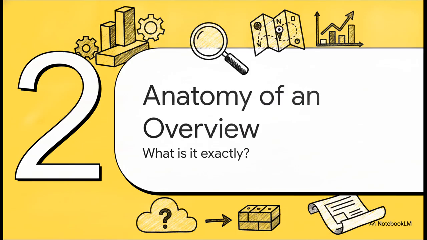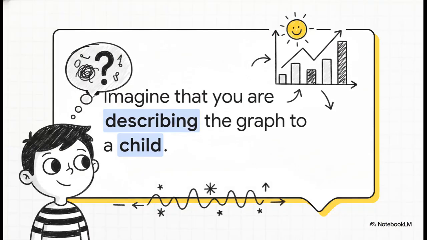Moving on to Section 2, Anatomy of an Overview. Let's define exactly what this crucial paragraph actually is. I absolutely love this analogy from the critical reader. They give this brilliant piece of advice. Imagine that you are describing the graph to a child.